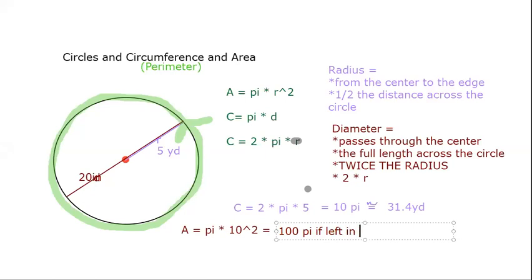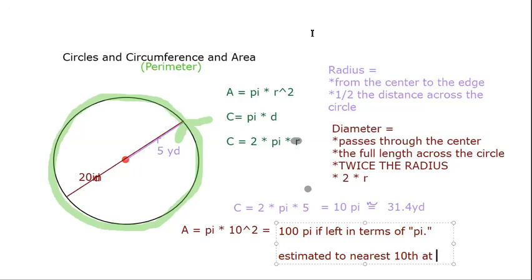if left in terms of pi, or estimated to nearest tenth at 314.2 inches. And that's how you're going to find the area.